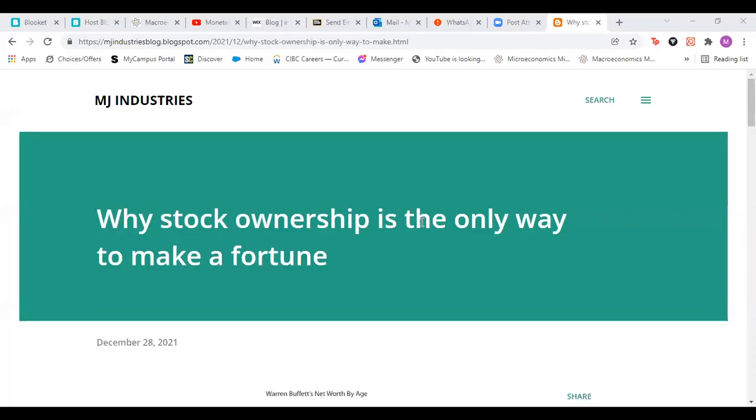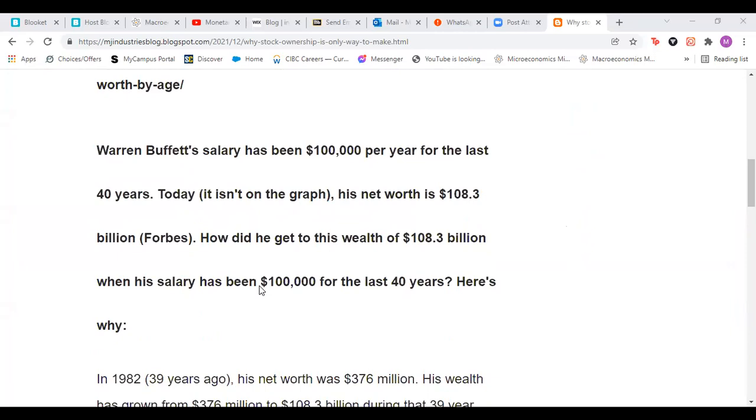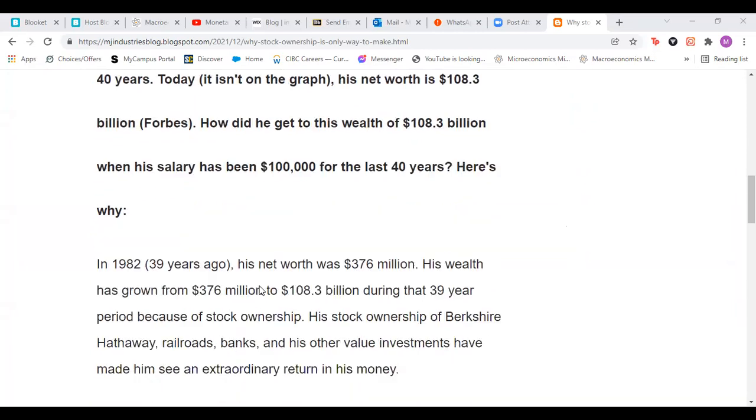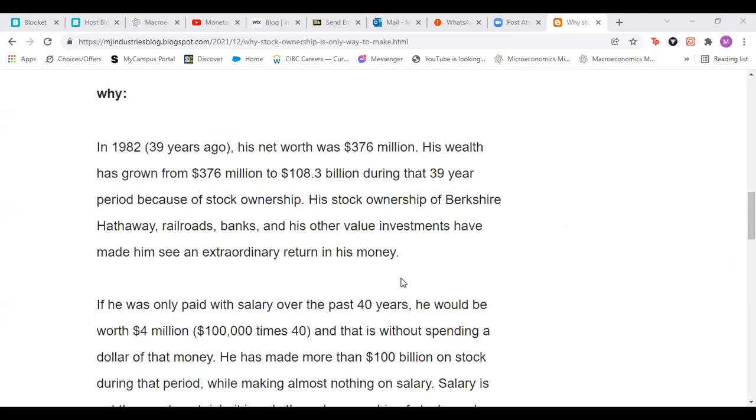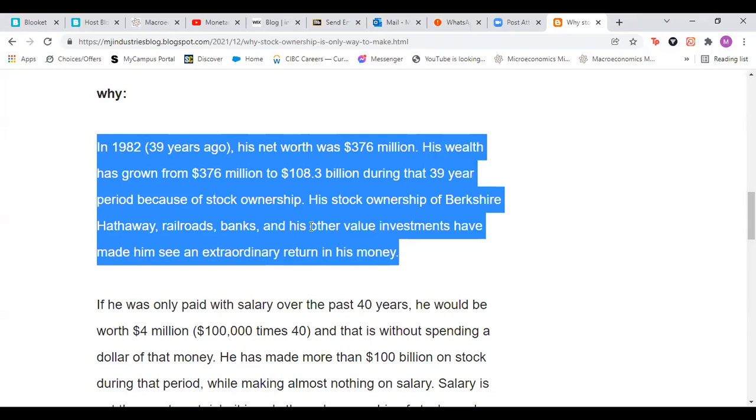So here, this is a good example. Stock ownership is the only way to make a fortune. Warren Buffett's salary has been $100,000 per year for the last 40 years. Today, his net worth is $108.3 billion. So how did he get to this wealth of $108.3 billion when his salary has been $100,000 for the last 40 years? Here's why. In 1982, his net worth was $376 million. So he has made over $100 billion during the 39-year period because of stock ownership. So it's all because of stock ownership. That's how it's happened.